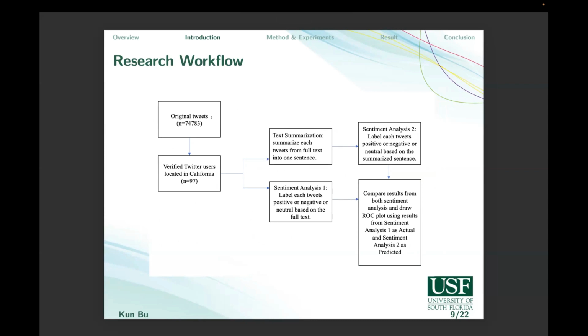Then we conduct the round one sentiment analysis for the full text traits, and we label each trace positive, negative, or neutral based on the full text. Next, we summarize the full text to one sentence, and then we conduct the second round of sentiment analysis. We repeat the same procedure, but our input text changes from the full text into just the one-sentence summarized text.